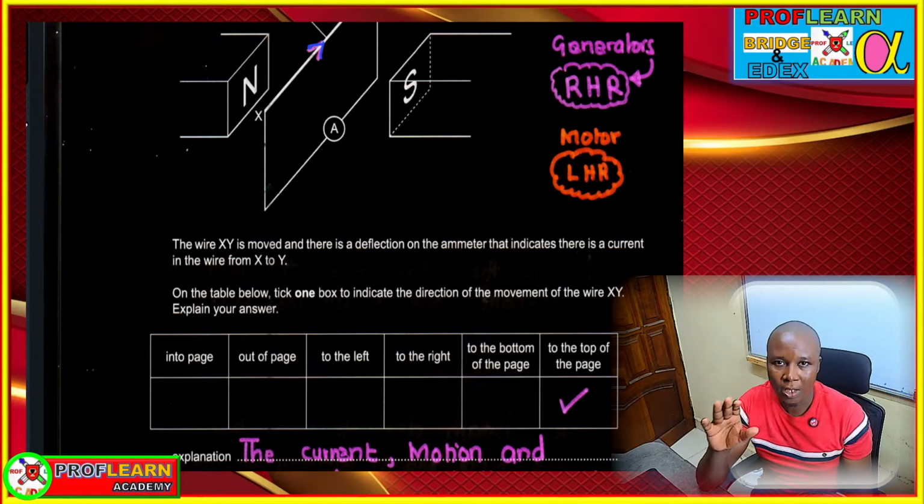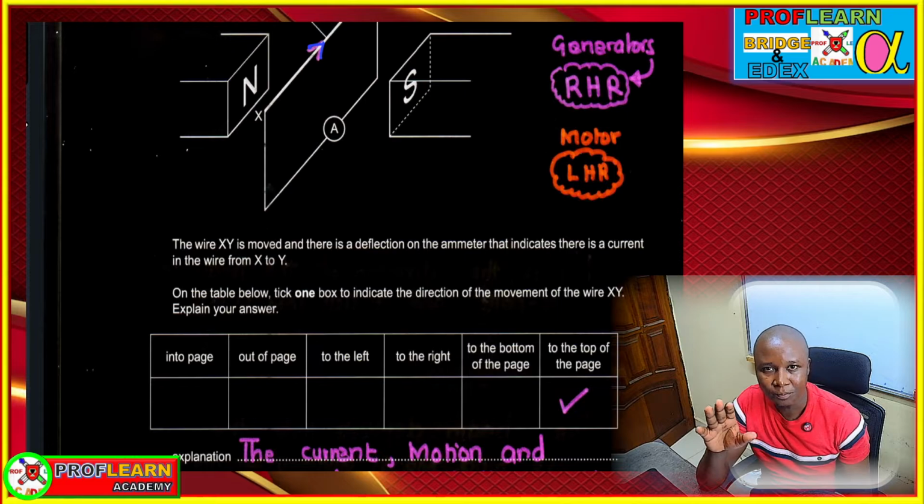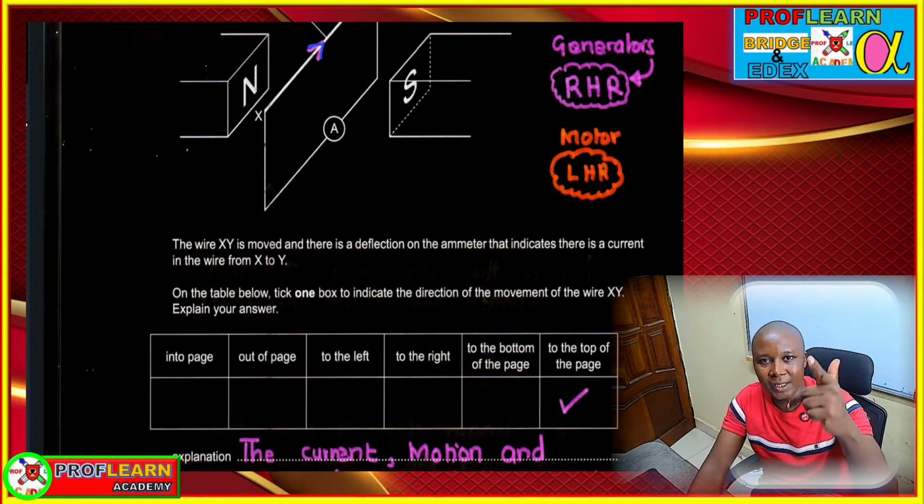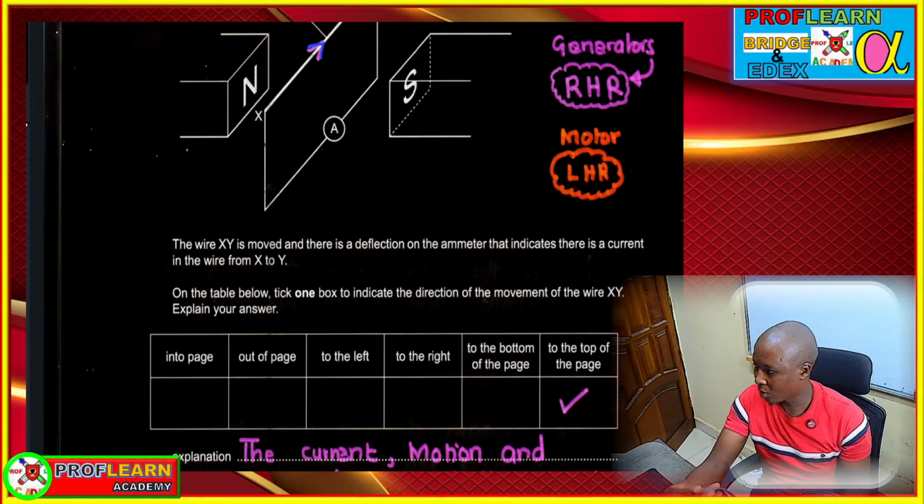But when we are talking about DC motors, we use Fleming's left hand rule in order to predict the direction of motion and rotation.